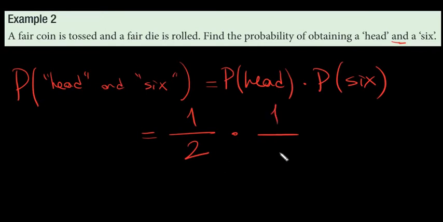1 over 6, because the number of outcomes is 6: 1, 2, 3, 4, 5, 6. I want to get a 6. It is only one desired outcome. So we just multiply them. 1 over 2 times 1 over 6. 1 times 1 is 1. 2 times 6 is 12.